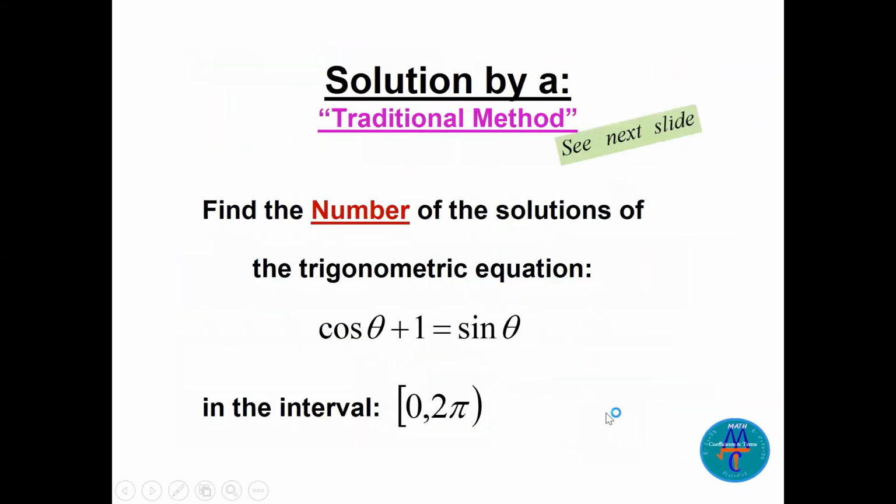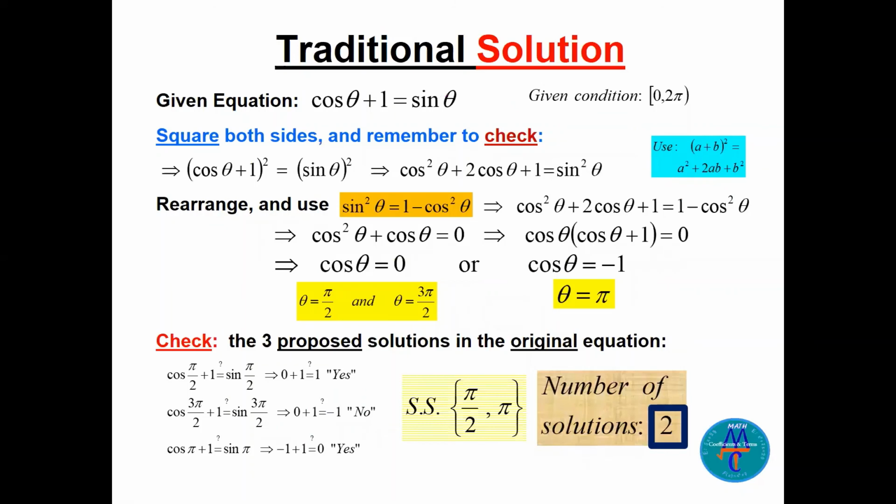Now, one more thing, please. Many people will solve this equation by what we call the traditional method. The traditional method is on the next slide, where we square both sides. Yes, that's the traditional method, an easy method, but it's not quick. The only problem here in this squaring, you can read it by yourself: when you square both sides, you have to check.